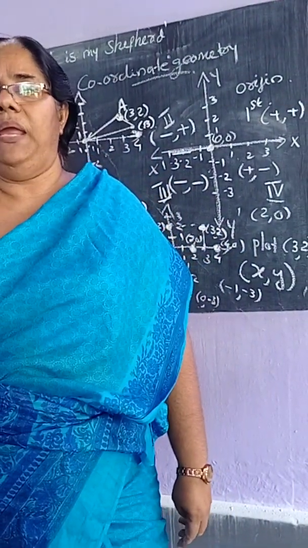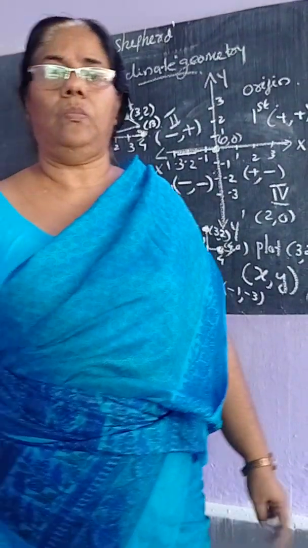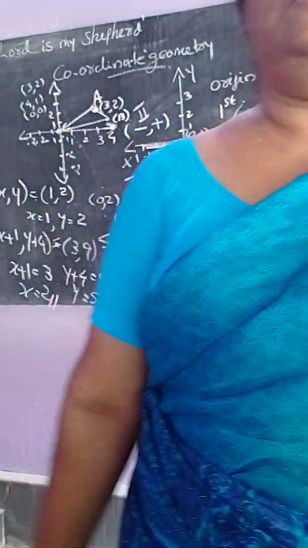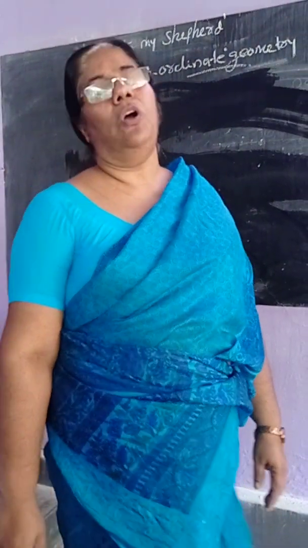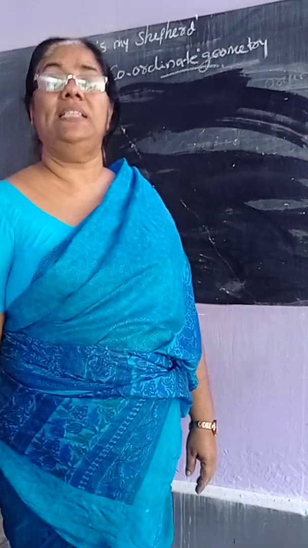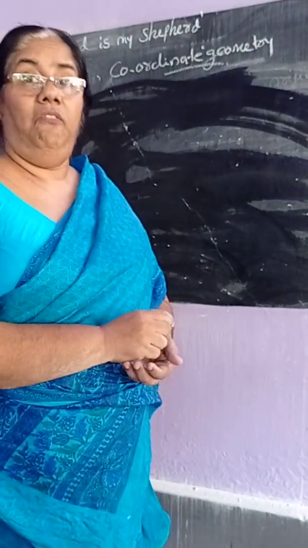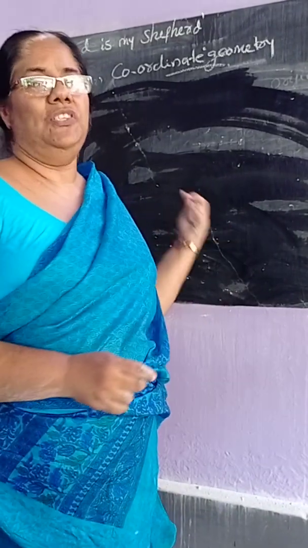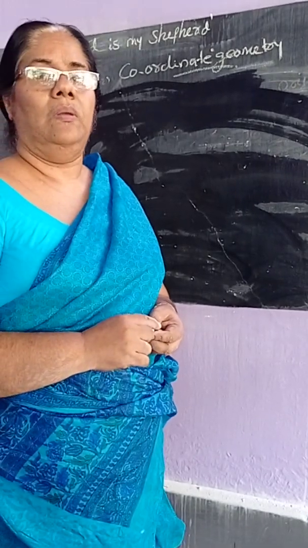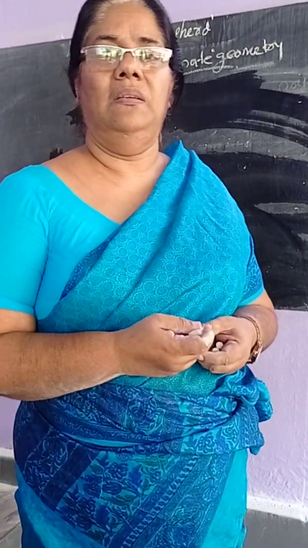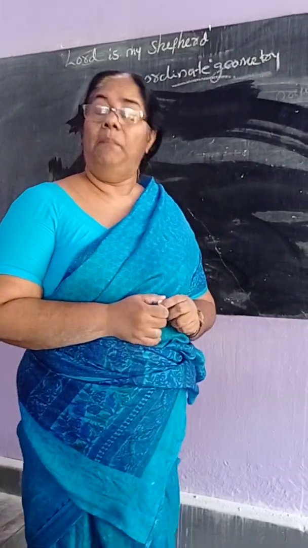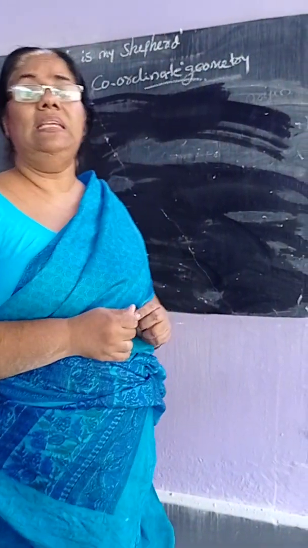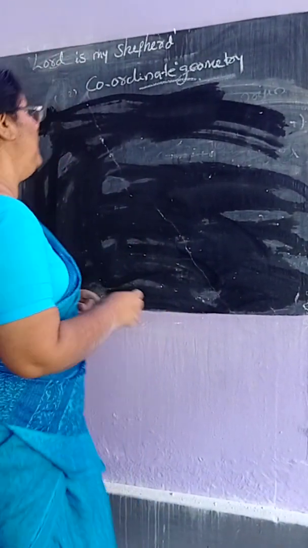Then, our main chapter, same chapter, coordinate geometry. The next section is distance formula. Very important chapter. The first one, how to plot the points. Understand? Then what is the meaning of equal ordered pairs? Study that type of problems.